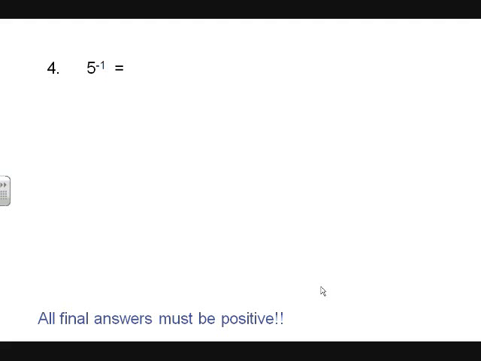Okay, looking at the fourth rule, and down at the bottom, it does say that all final answers must be positive. That actually should say that all final answers, exponents, must be positive. And so if you'll take a look here, we've got a negative exponent. And so we've got to make this positive somehow. And you see that we have an answer of 1 over 5. Well, to begin with, this doesn't make just a tremendous amount of sense because we probably weren't expecting to get a fraction. So let's go ahead and move on to the next one.